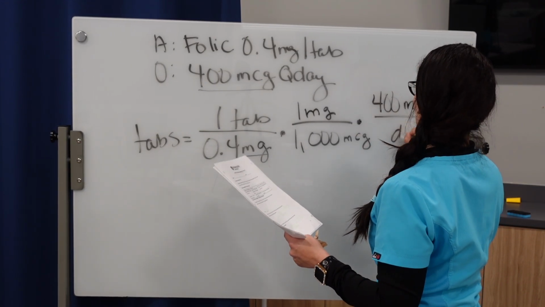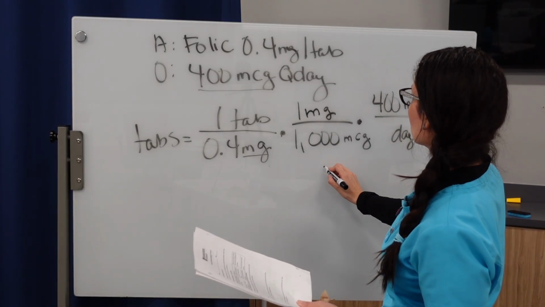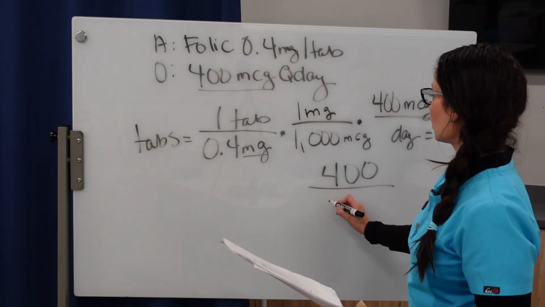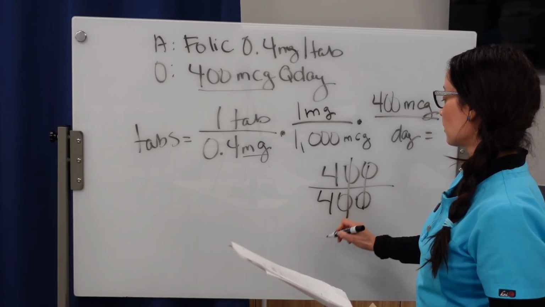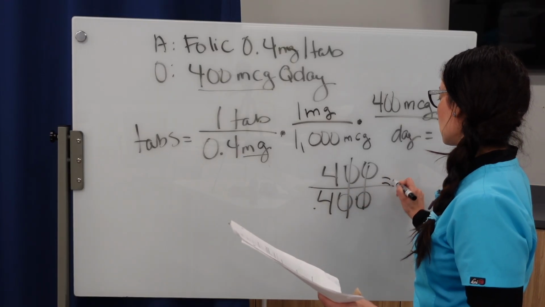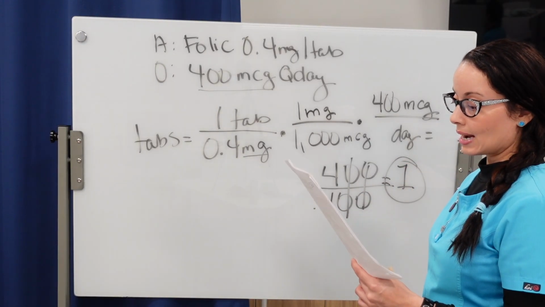micrograms a day equals. When you do all of that across, you're going to get 400 over 400. Once again, you cross out the zeros. 4 divided by 4 just equals 1. So once again, you are giving 1 tablet.